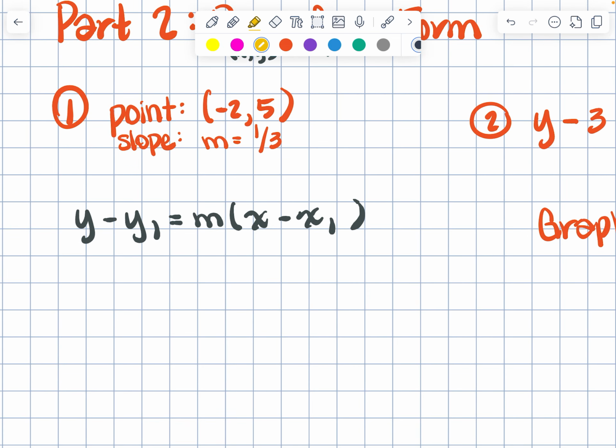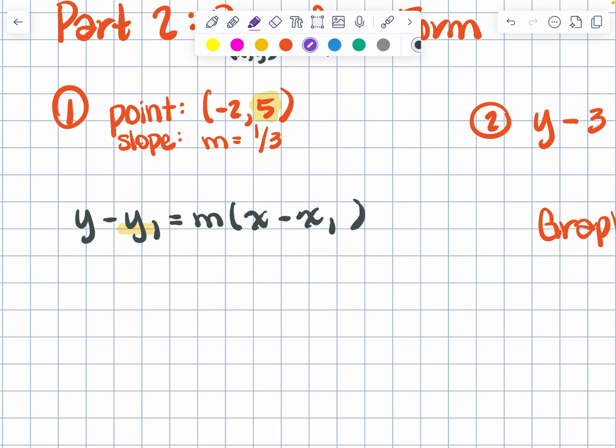And then you just have to plug in the numbers for the y1, the m, and the x1, right? Please remember this x and this y, they stay x and y to represent all the independent and dependent variables on the line. Okay, and so here we go. So let's see. Actually, I'm going to color code this really quick just so I don't lose anybody.